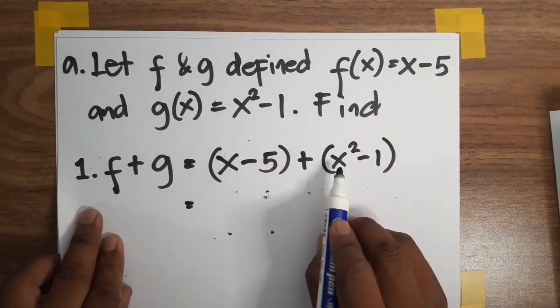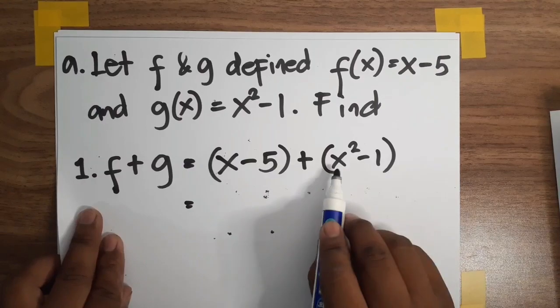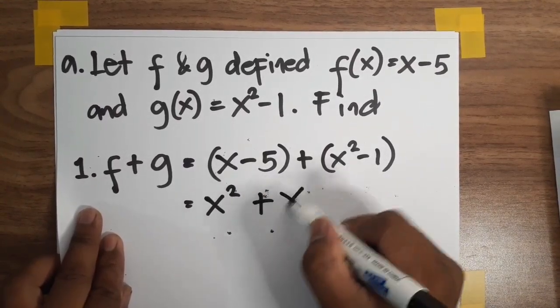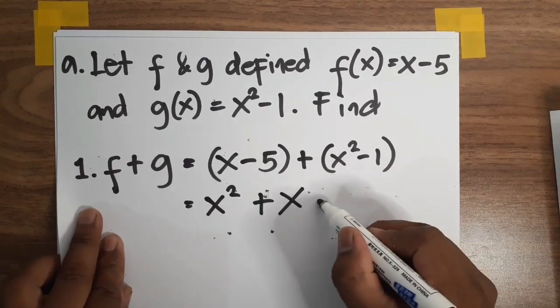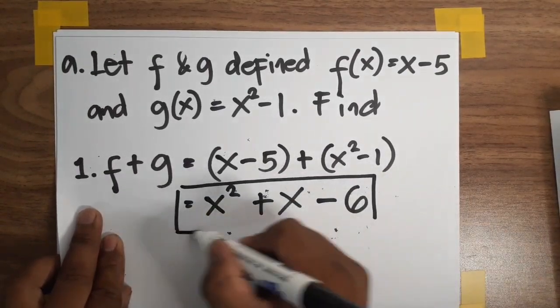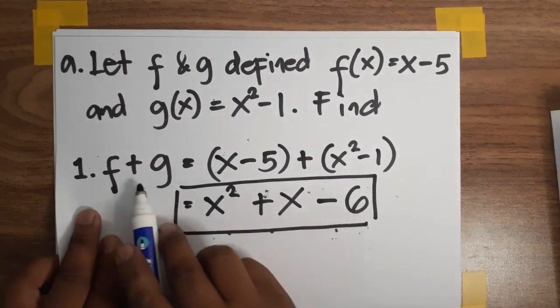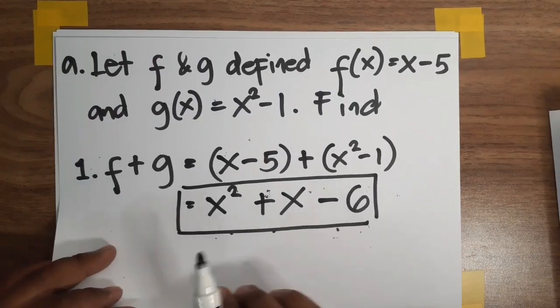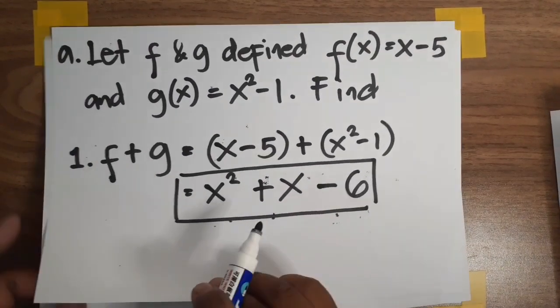So simplify. Let's arrange from the highest exponent, so you have x squared plus x. Negative 5 minus 1 is negative 6. And that's the answer. So your f plus g is x squared plus x minus 6.